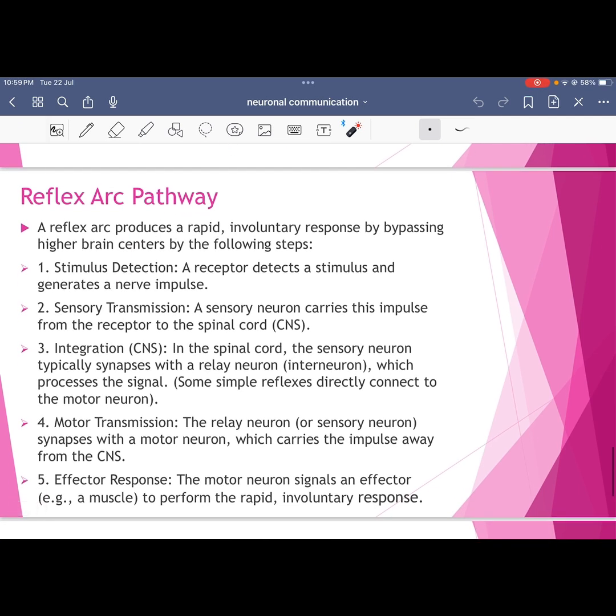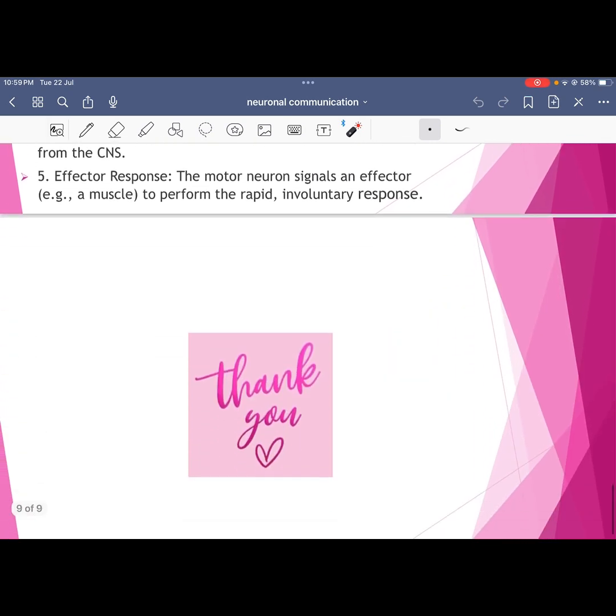So this is the summary of the reflex arc: stimulus detection, sensory transmission, integration inside the spinal cord, and then motor transmission, and then effector response. Thank you.